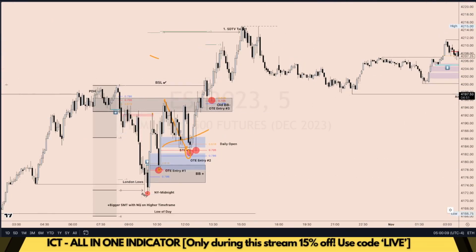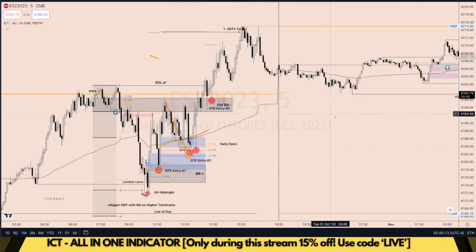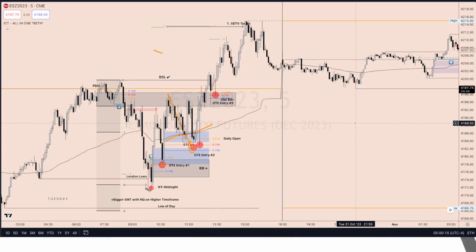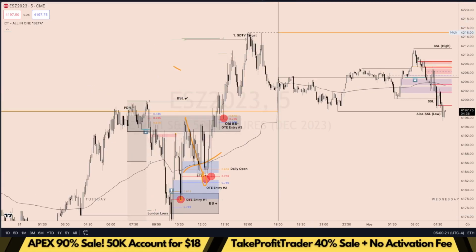I mean, this essentially was, if you got in on the optimum trade entry, a 35-point move. Without news on a Monday, that's pretty good. That's how you can use all the ICT concepts combined. Yesterday was a perfect example for that.